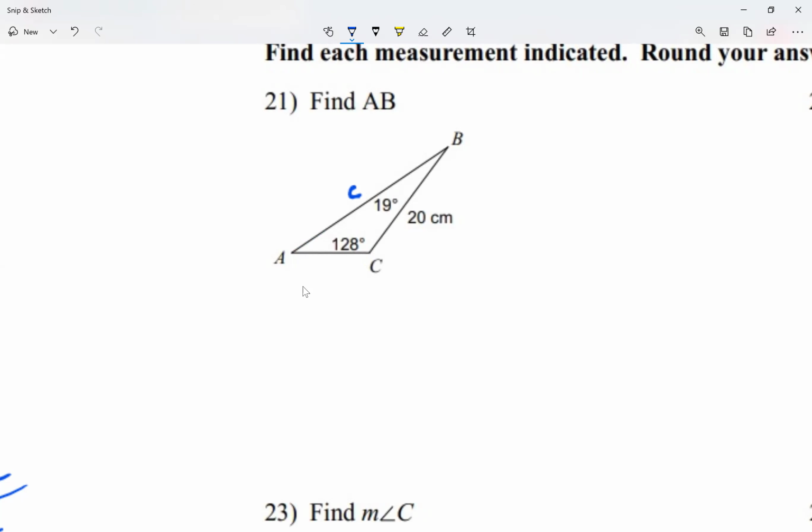Now, I can solve for angle A because I know that the 3 angles add up to 180. So I add the 2 numbers that I have, 128 plus 19, and subtract it from 180. So I'm going to find out that angle A is 33.